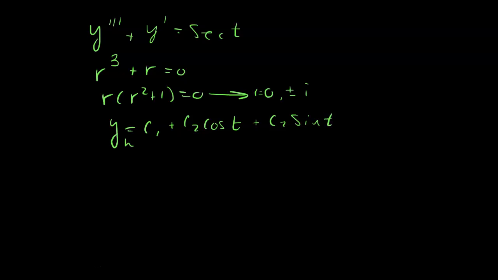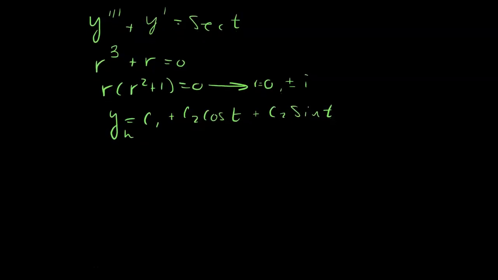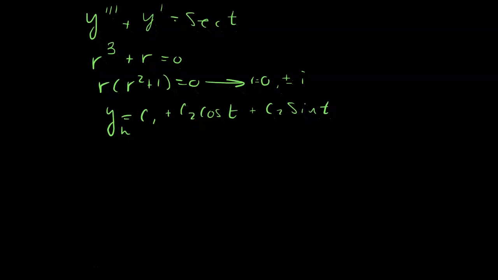Now, it's our goal to also find a particular solution, such that when I take one derivative and add the triple derivative to it, I end up with secant of t. And it's not very clear to me at all what that would look like. So that's why I'm going to use the method of variation of parameters.